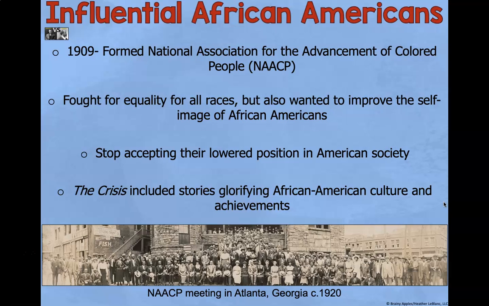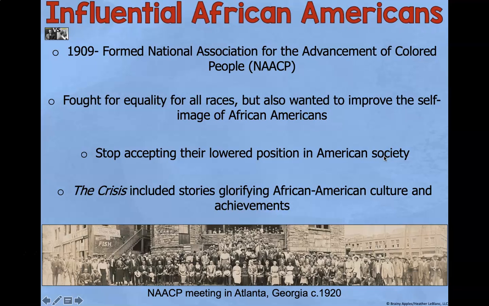Influential African Americans, again. In 1909, the NAACP is formed, and this is an organization that's going to be very important during the Civil Rights Movement. This is the National Association for the Advancement of Colored People. This organization fought for equality of all races, but also wanted to improve the self-image of African Americans. It was very important during this time. It still exists today.